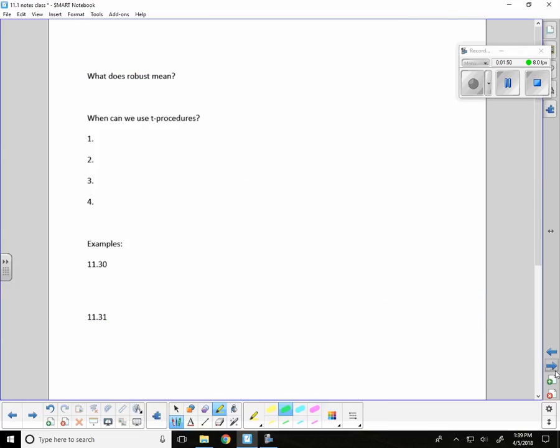So turn over to the back. We'll talk about 2 things. Many times the data that we're looking at is not going to be perfectly normal. It's going to be skewed. It's going to have outliers. It might have gaps, clusters. It might have 2 peaks, etc., etc.